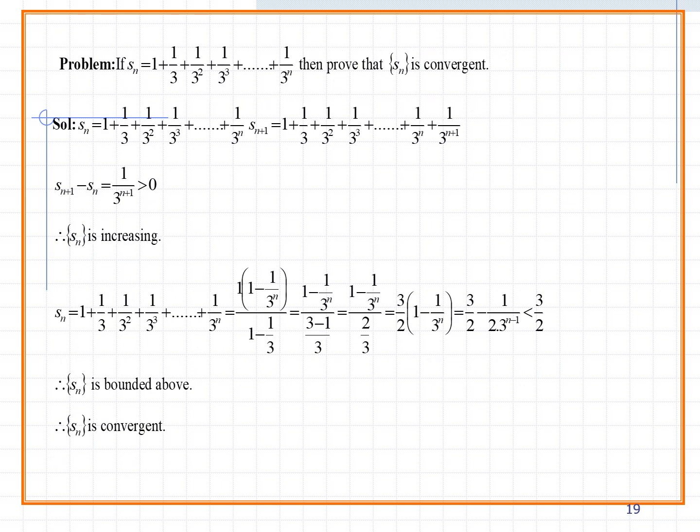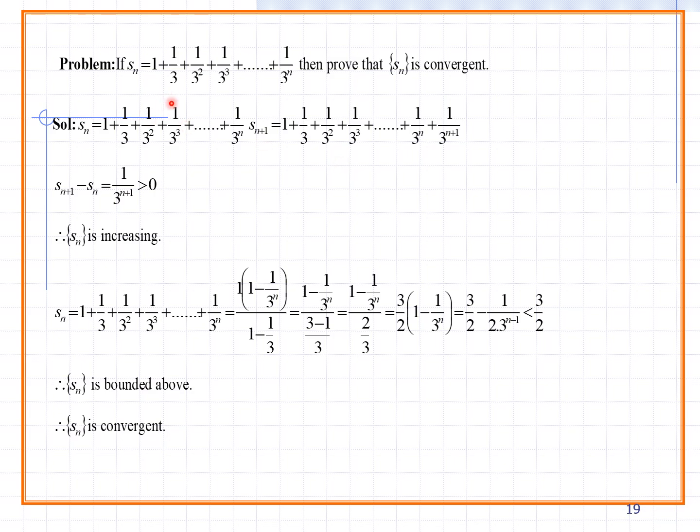Let us see this one more problem. If Sn equal to 1 plus 1 by 3 plus 1 by 3 square plus 1 by 3 cube plus so on 1 by 3 power of n, then prove that Sn is convergent. The same. Once any problem is given, the sequence is different, but you can remember that the formula is Sn plus 1 minus Sn greater than 0. You can say increasing sequence or decreasing sequence. Once you can say bounded above related, increasing. Otherwise, you can remember supremum or infimum related. So let us see this.